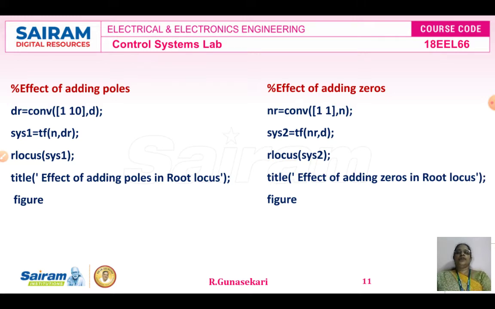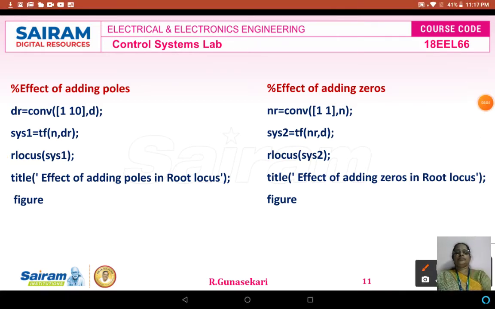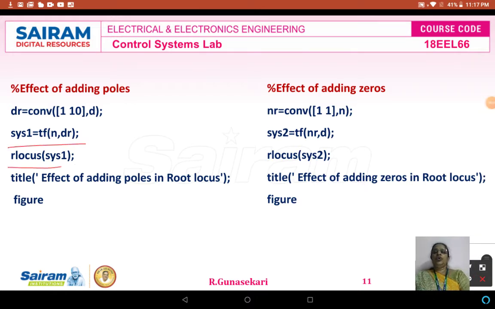The next is the effect of adding poles. Only the denominator we change. That is the convolution of 1, 10, comma D. D is the old denominator for the system, system 1. So the transfer function numerator won't change, only the denominator changes. That's why N, D, R. Then the root locus of system 1. Now we get the title of the figure: effect of adding poles in root locus. This is the one part.